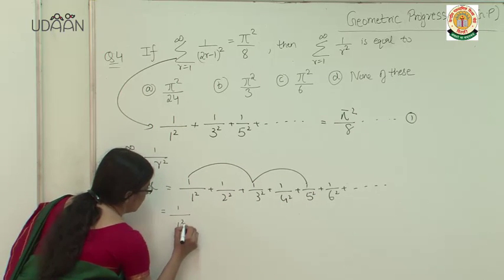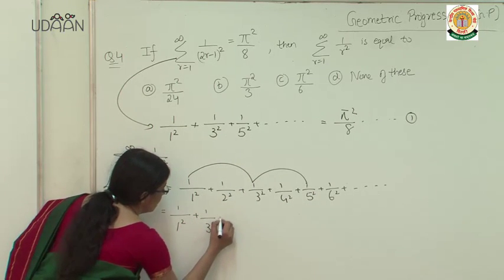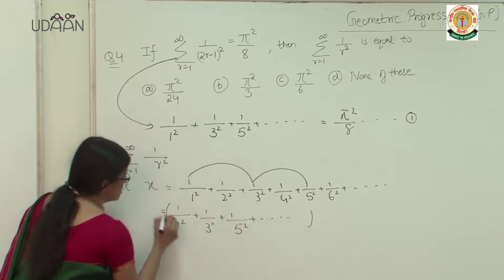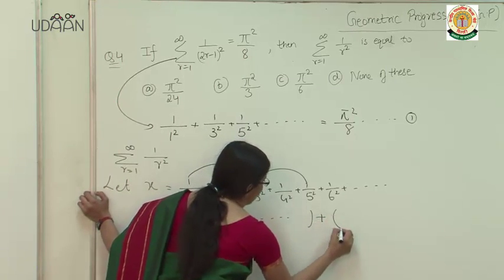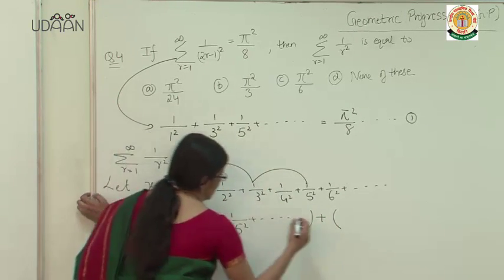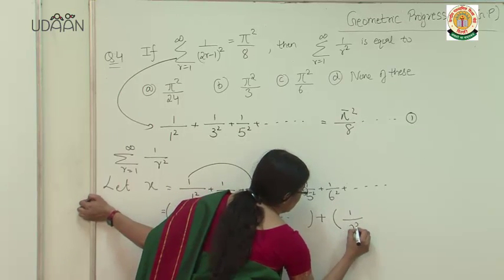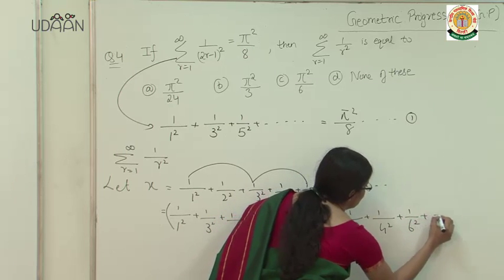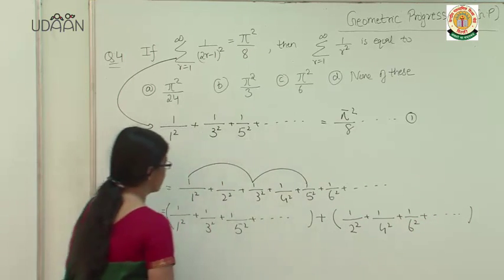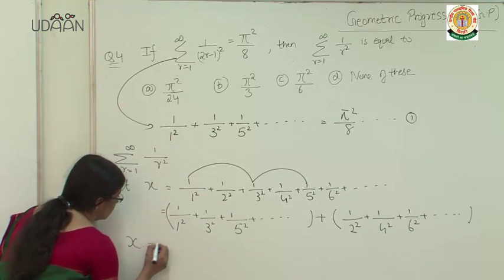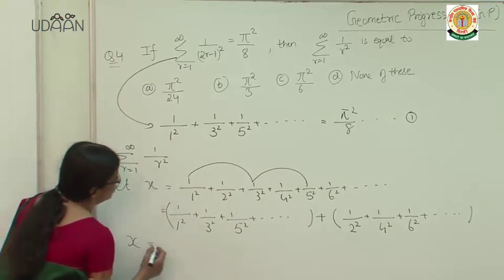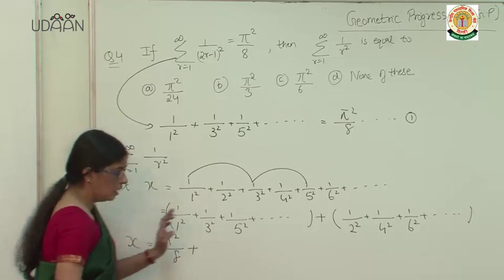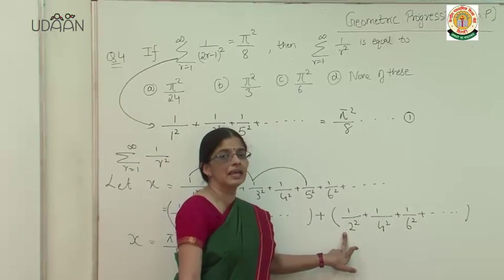So collect these terms. 1 by 1 square plus 1 by 3 square plus 1 by 5 square plus etc. Collect these terms, plus in the second bracket all those terms which are left, 1 by 2 square, 1 by 4 square plus 1 by 6 square plus etc. up to infinity. X equals, we are given its value, put the value, it is pi square by 8 plus. Can you tell me how do we simplify the second bracket?